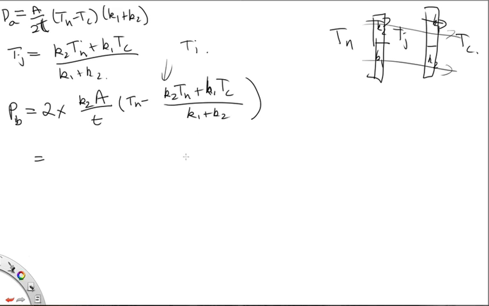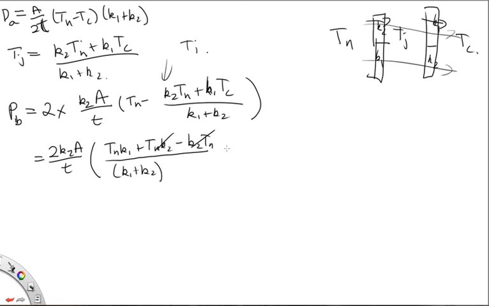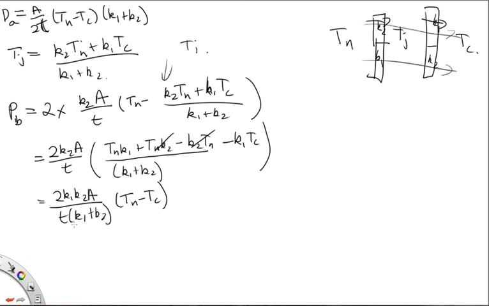Okay, so now we've got to make this neater. We can write this as 2K2A on t, the thickness. And now what we need to do is put it all over a common denominator, so we've got K1 plus K2. And this is equal to THK1 plus THK2 minus K2TH, which will cancel, minus K1TC. Now K1 is a common factor on the top, so we've got 2K1K2A over t(K1 plus K2), and then we've got TH minus TC. So that's our expression for the heat flow in case B.